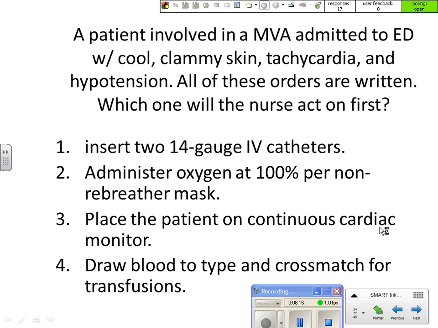The patient's involved in a motor vehicle accident, admitted to the ED with cool, clammy skin, tachycardia, and hypotension. All of these orders are written. Which one will the nurse act on first? Insert 2 14-gauge IV catheters, administer oxygen at 100% per non-rebreather mask, place the patient on continuous cardiac monitor, draw blood to type and cross-match for transfusions.